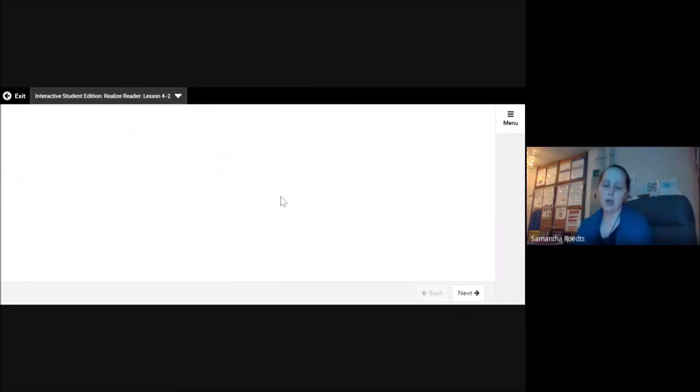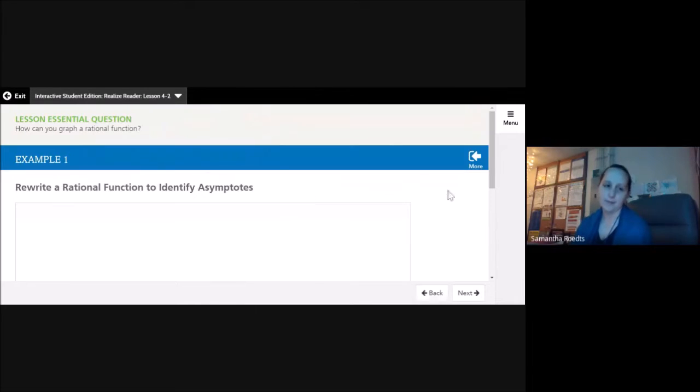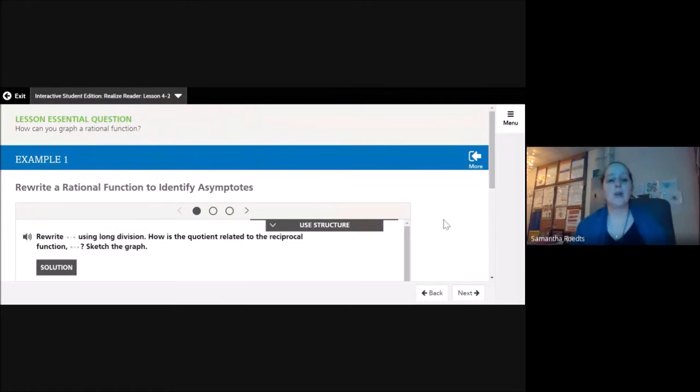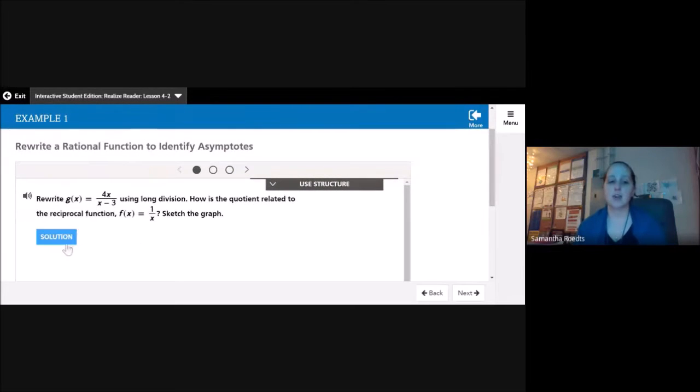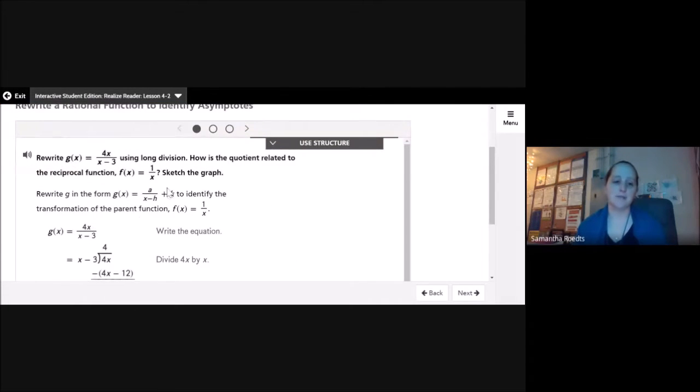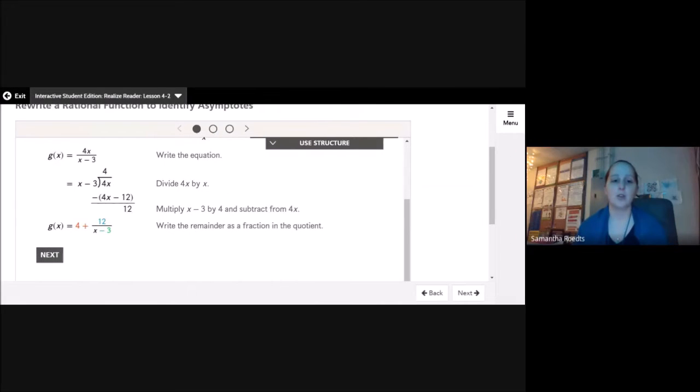Example number 1. I want to rewrite a rational function to identify its asymptotes. Rewrite g of x equals 4x over x minus 3 using long division. How is the quotient related to the reciprocal function f of x equals 1 over x? Sketch the graph. So I divide 4x divided by x minus 3, so I get 12. So I get 4 plus 12 over x minus 3.